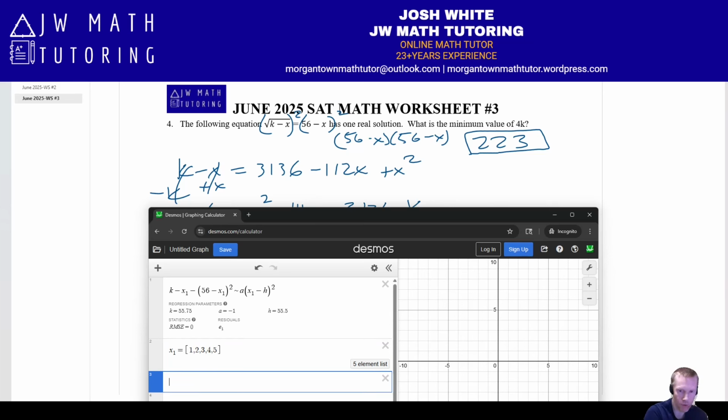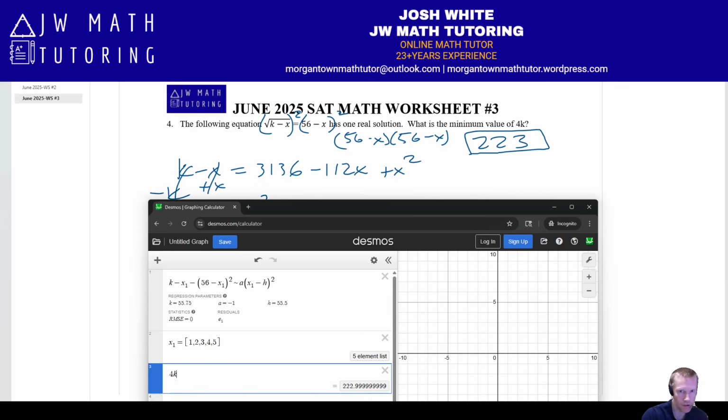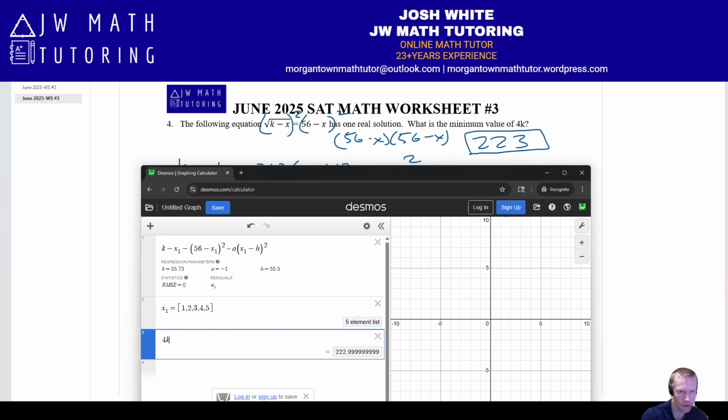And again, I don't want k, I want 4k. So what is 4k? Now the thing that's unusual is sometimes with these regressions, like notice here, something's wrong where it's not coming out to 223, which is the value you want. So on all of these problems, this minimum value of 4k or whatever is going to be an integer. Because when you solve it using the technique I showed initially, using the discriminant, it comes out to an integer. You're not going to have a decimal like this. I don't know why it's doing it here.